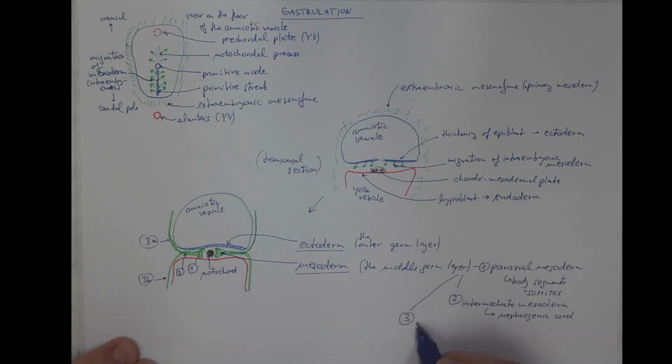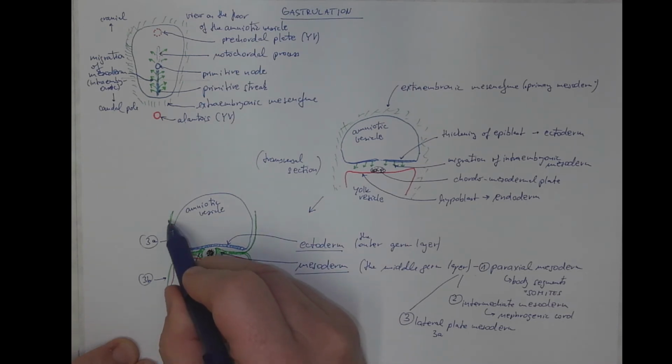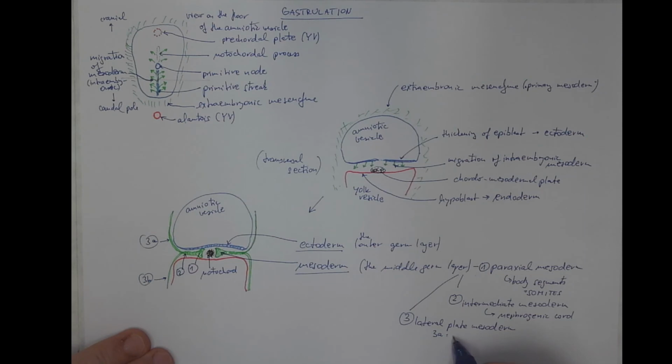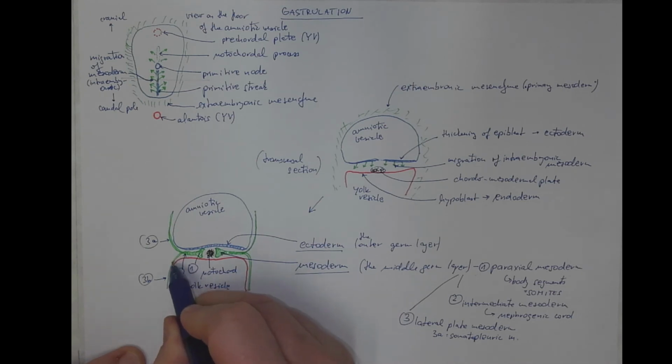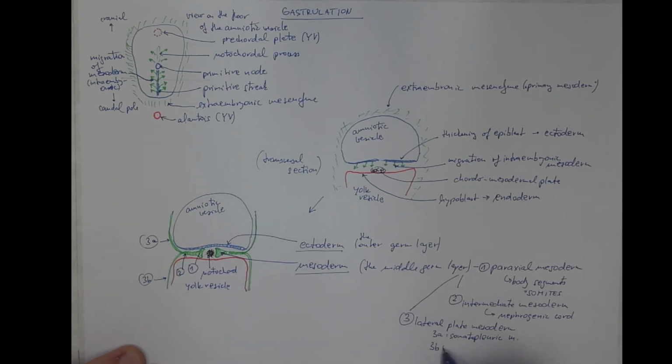So it's the lateral plate mesoderm, which consists of a layer that runs along the amniotic vesicle. This is called the somatopleuric mesoderm, and another layer that runs along the wall of the yolk vesicle. Well, this is the yolk vesicle, right? And the layer of mesenchyma that adheres to that is called the splanchnopleuric mesoderm.